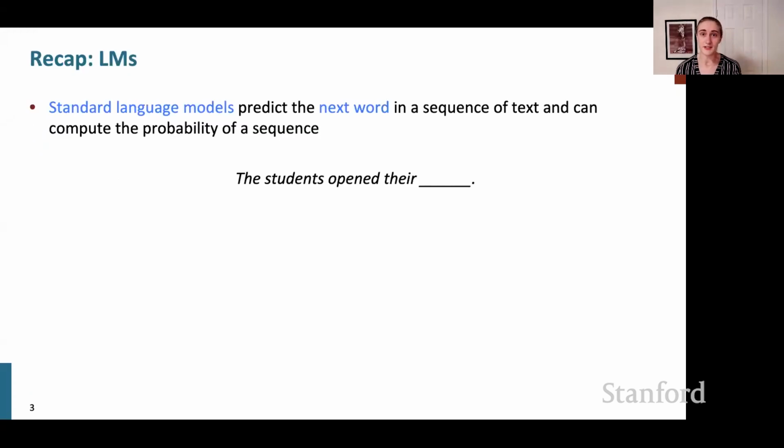We're going to start by talking about standard language models. You learned about these at the beginning of the course. And the task is to predict the next word in a sequence of text and to compute the probability of a sequence. So you may remember the example, "students opened their blank." And we talked about how it could be minds, exams, we're going to go with books here. And the task of the standard language model is to predict the most likely next word in the sequence.